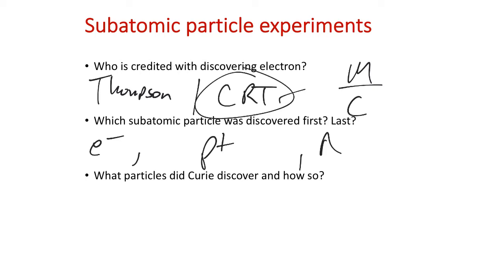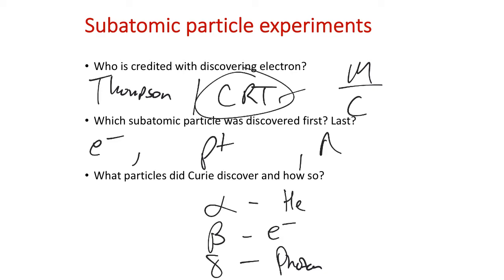Curie discovered radioactivity, the particles being given off by decaying radioactive elements. So she was discovering the alpha particle, the beta particle, and the gamma particle. I never know how to write the gamma, I need some Greek person. The gamma was the high energy photon of really high energy. The beta ray was basically just an electron, and the alpha particle was the helium nucleus.